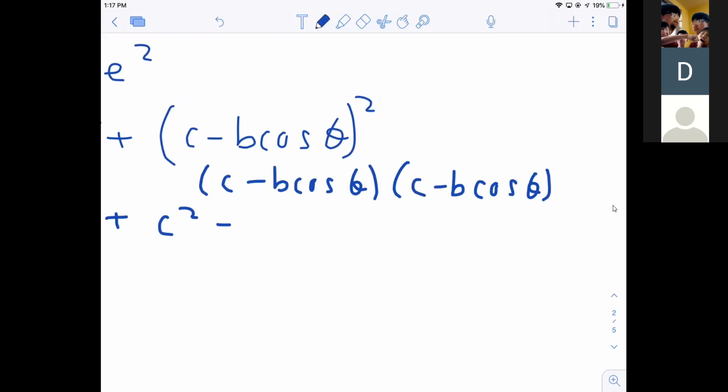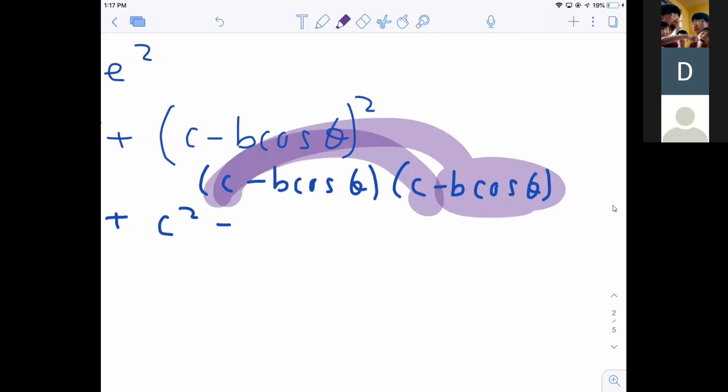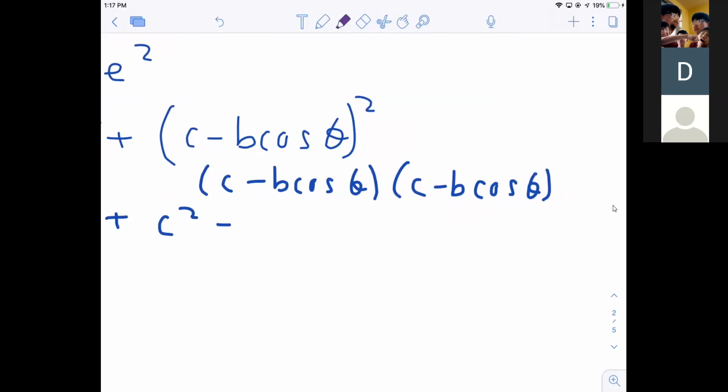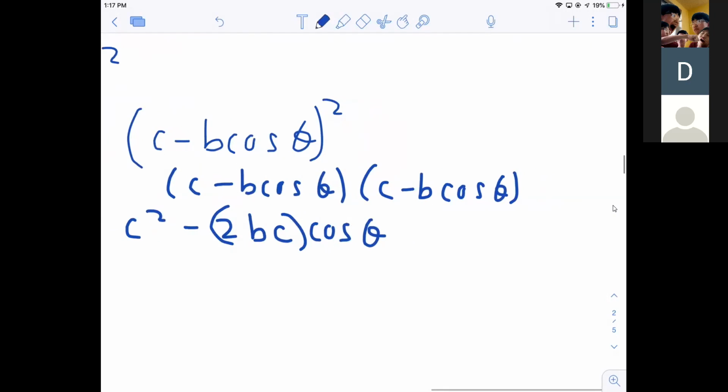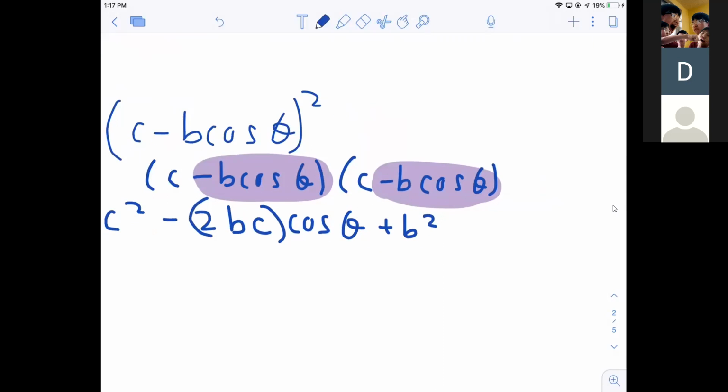So I get the C squared from C times C. Next, I'm going to have C times minus B cosine theta. And then I'm going to have two of them when I multiply the other C with the minus B cosine theta. So I'm going to have minus 2B times C cosine theta. And then lastly, we have B cosine theta times B cosine theta. So that's going to be plus B squared times cosine of theta squared.